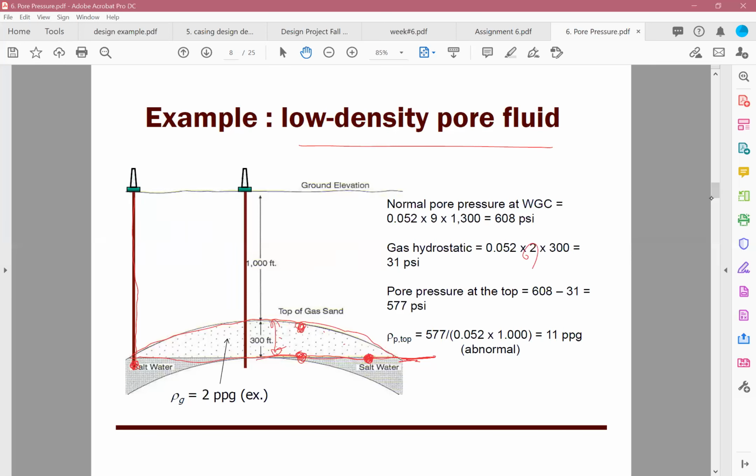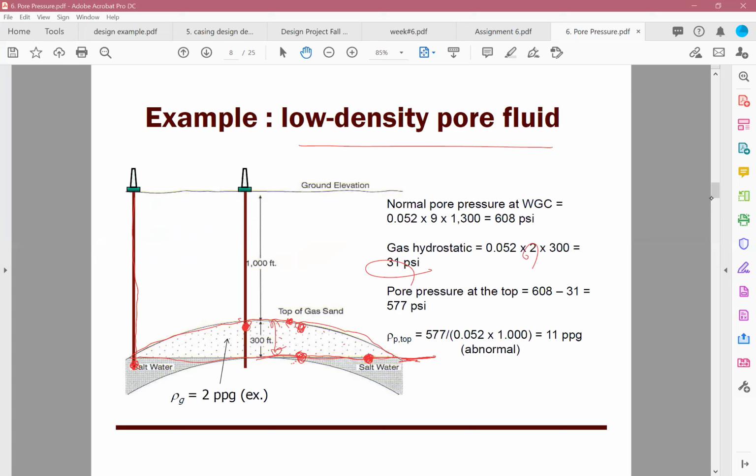Its density is around 2. So the hydrostatic difference from the top of this gas sand to the bottom of this gas sand is only 31 psi due to the weight of that gas, right? The density of that gas. So once you hit here, you think that you have very low pressure, but actually your pressure is really higher than what it should be, right?